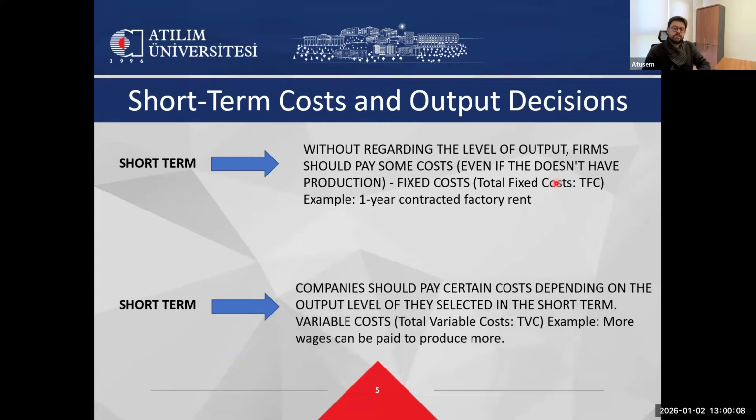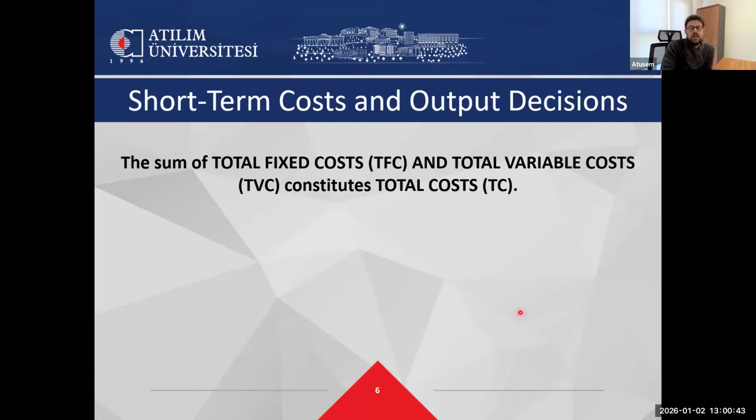And I said some costs depend on the economic activity or level of output. That is called variable costs, total variable costs, TVC. It is related with the level of labor used. If you use more labor, you are able to produce more output, but for that, total variable cost becomes higher. Okay.